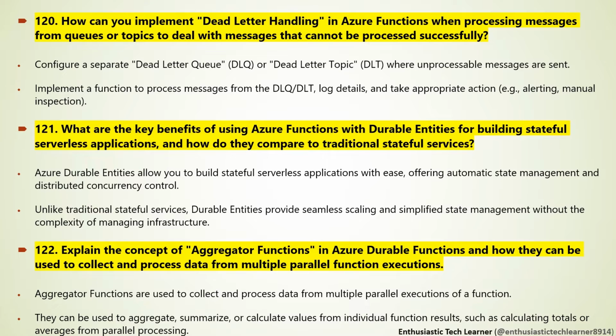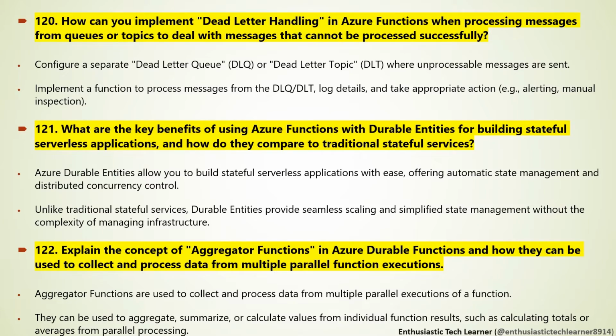Explain the concept of aggregator functions in Azure Durable Functions and how they can be used to collect and process data from multiple parallel function executions. Aggregator functions are used to collect and process data from multiple parallel executions of a function. They can be used to aggregate, summarize, or calculate values from individual function results, such as calculating totals or averages from parallel processing.